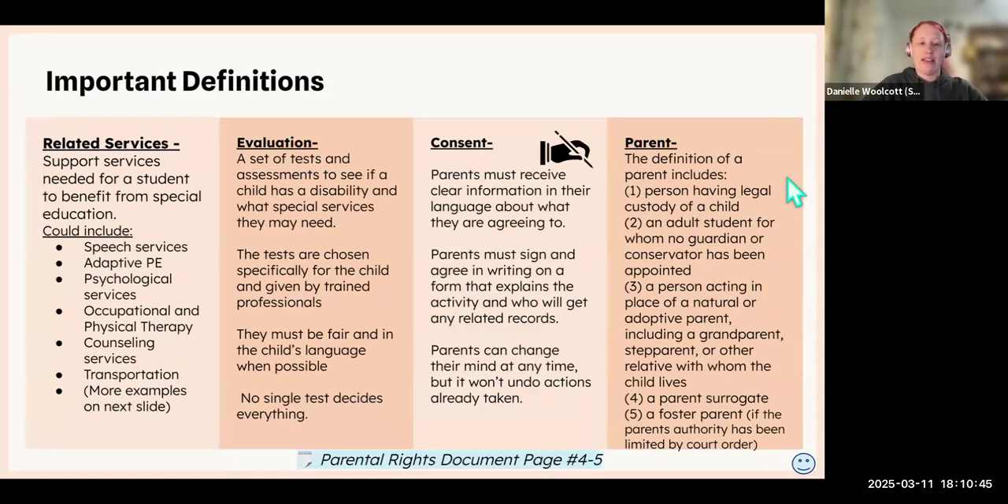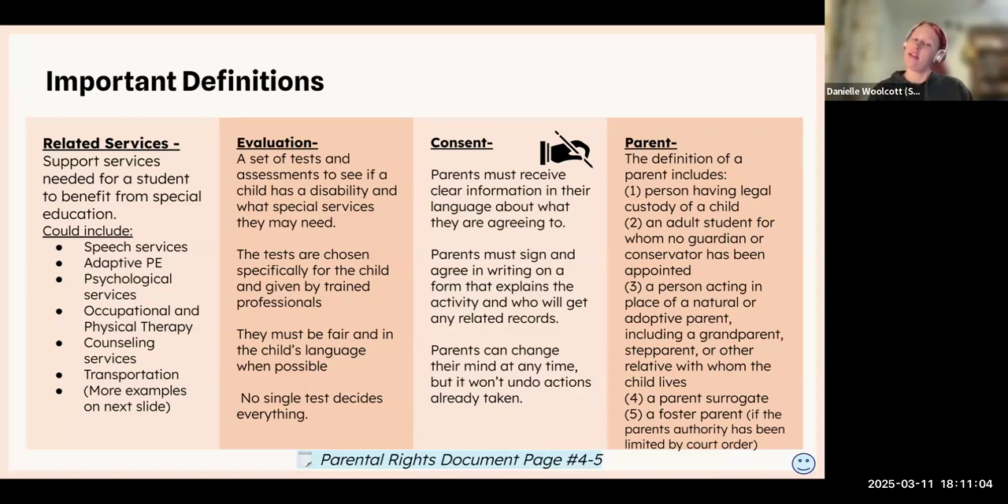There are a couple more definitions, and we'll talk more about these things further along as well. But your child could be in need of related services, and that means support services that the student could need to benefit from special education. There are some examples here, and I'll show you more examples on the next slide.